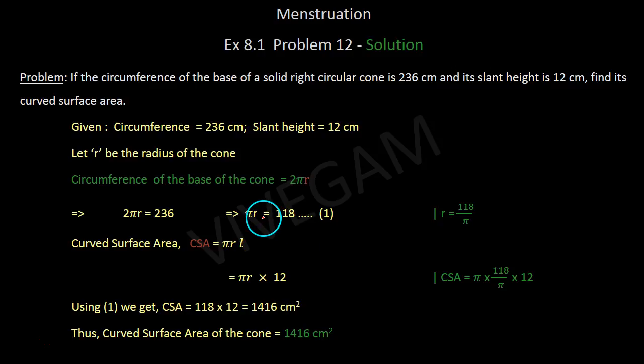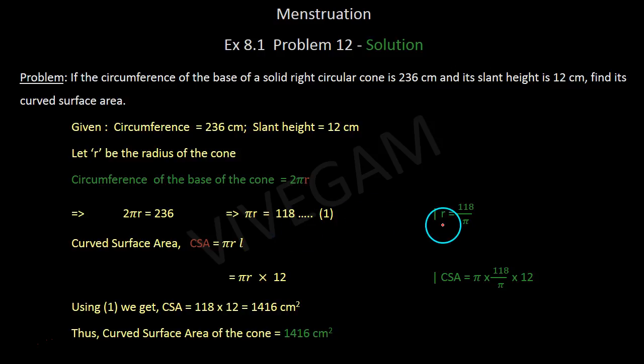You got it? Instead of calculating r, you are straight away calculating pi r and substituting that here. So this needs a little practice, and you should be able to guess this and do it. And if you say I'm not interested in all these things, I want a simple and straightforward method, though it might take a little more time, I prefer to do it the simpler way.